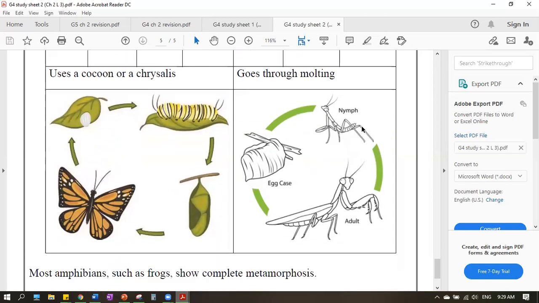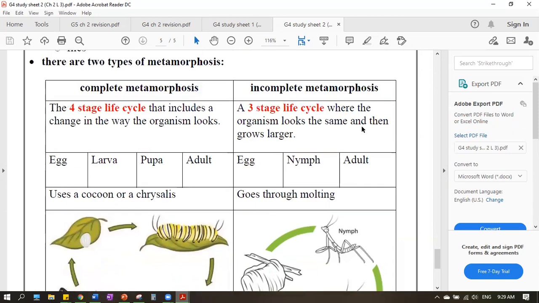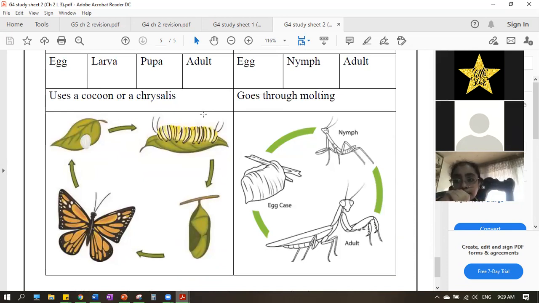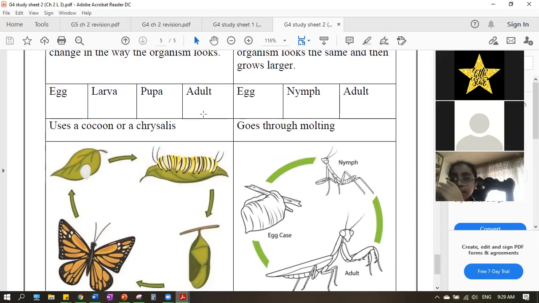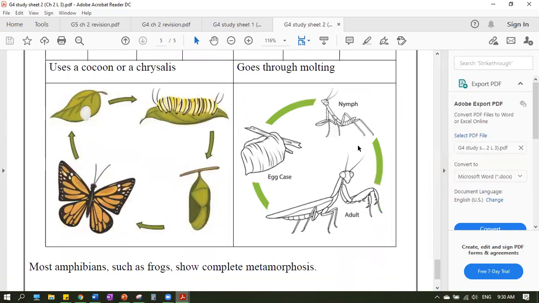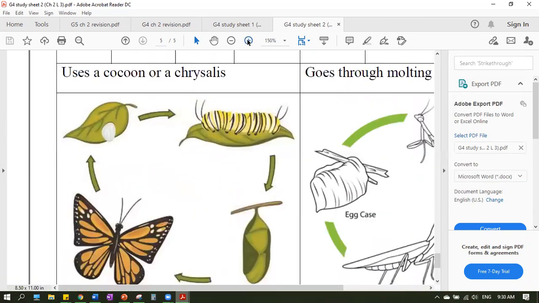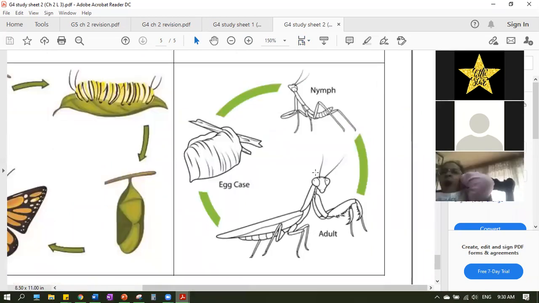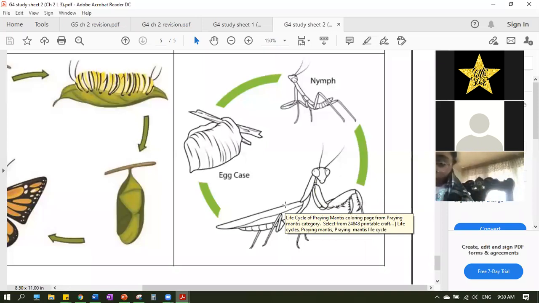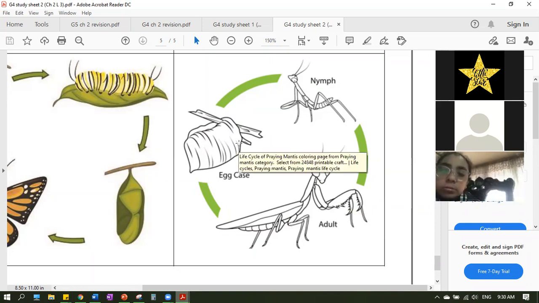Okay, and we learned the difference between complete and incomplete: the complete has four stages, starting with the egg and moving to the adult version. We have egg, larva, pupa, and adult. In the incomplete, we have only three stages: egg, nymph, and adult. The nymph looks exactly like its parent, the adult version, but with slight changes, like it started growing wings, for example. Yes, Rugmini, do you have any questions?